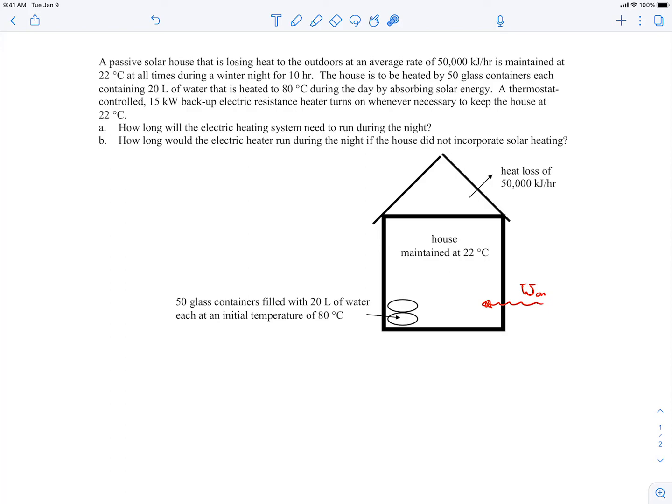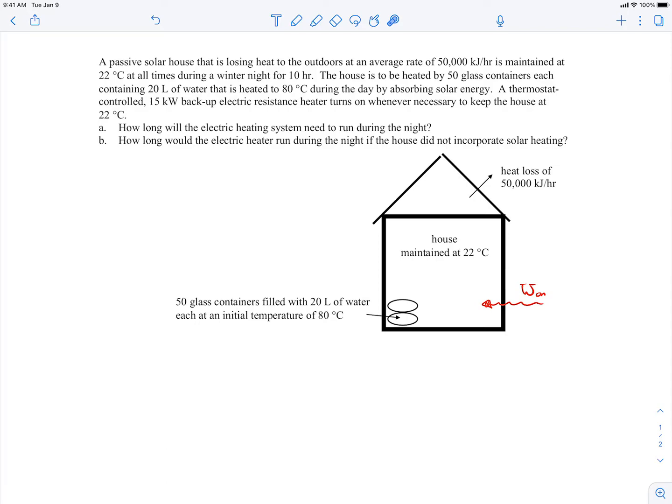So the question is, how long will the electric heating system need to run during the night to keep the house at 22 degrees C? And if we didn't have the electric heater, so if we didn't have the work being done by electricity here during the night, then if we didn't have the solar heating, how long would we have to run the electric heater to keep the house at 22 degrees C?